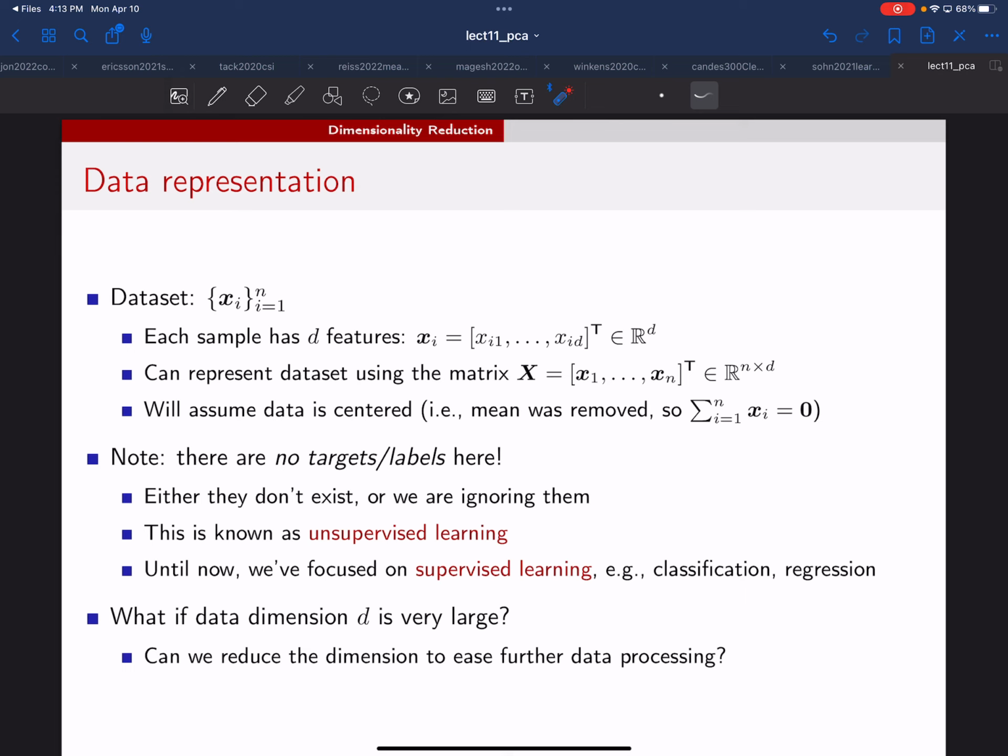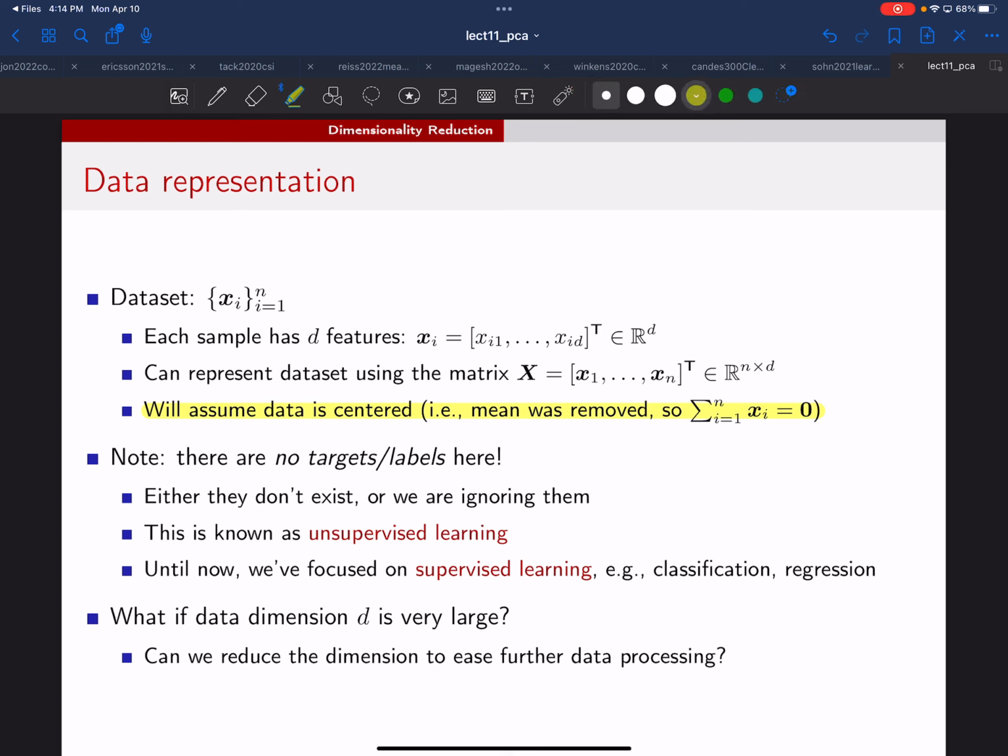And we are going to assume throughout this whole unit that the data has been centered, meaning the mean was removed. This is always something we can easily do, and it just makes a lot of the math a lot easier. So we're just going to assume this throughout. So again, there's no targets, no labels here, there's no y's. Maybe they exist, but we're going to ignore them for now.